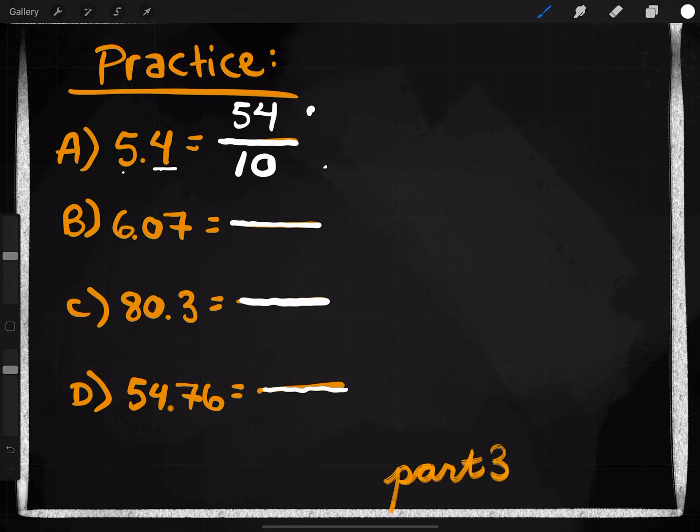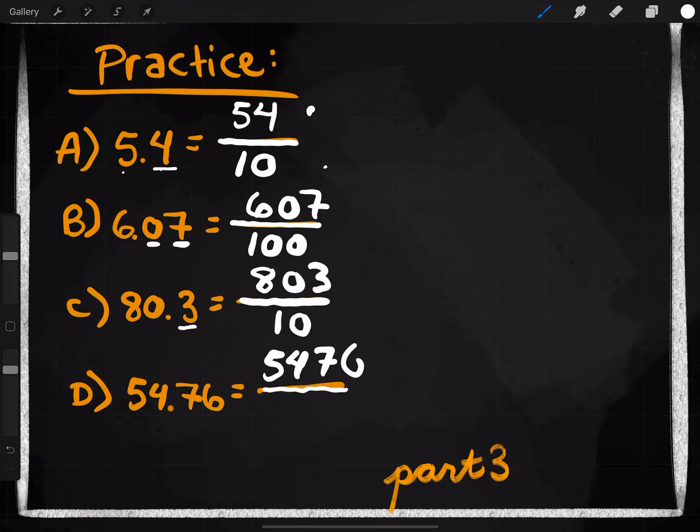Okay, for part B, of course, I write 607 on top. There's 2 digits after the decimal point, so I write 100. For part C, I write 803 on top. Now there's 1 digit after the decimal point, so 10 will be on the bottom. And for this last one, I'll write 5476. Then I count there's 2 digits after the decimal point, so I'll put 100 on the bottom.